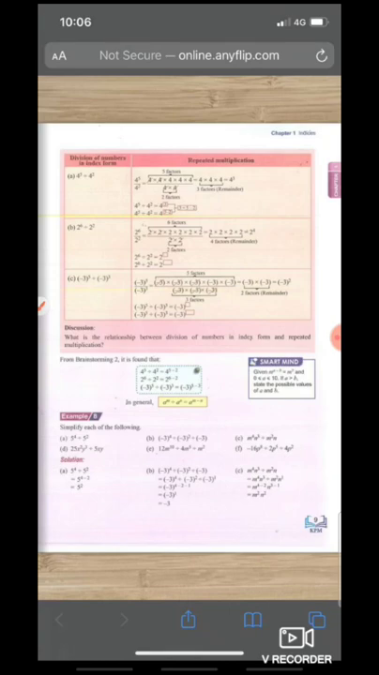Also do the same for B and C. So now we look at C, because C looks hard, eh? So we look at that.